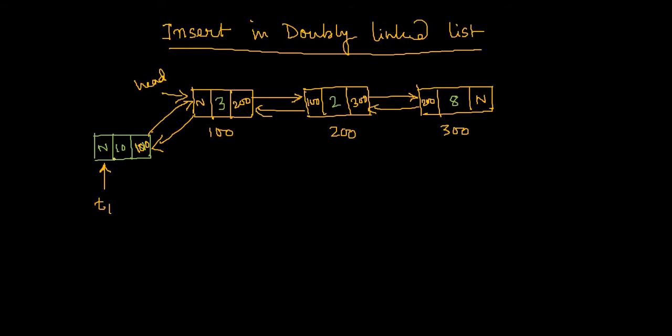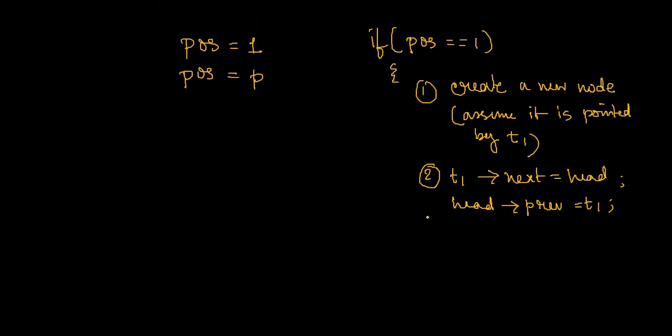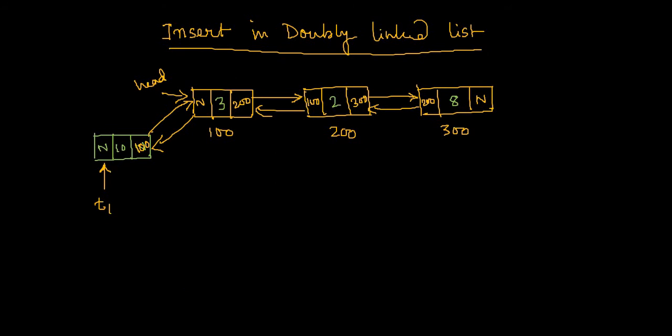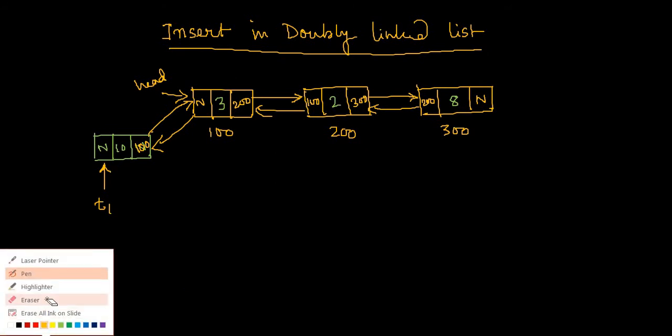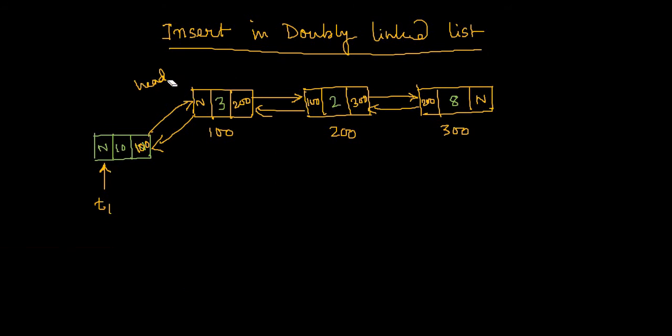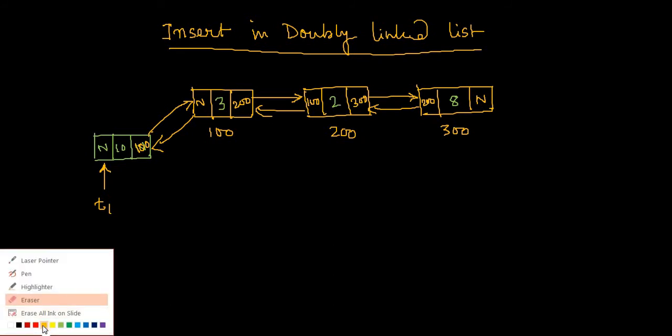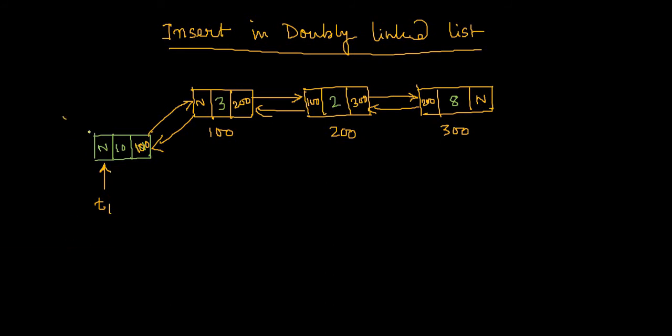Null will not be present over here, but null will be present over here because this is going to be the first node. Now, since this is going to be the first node after inserting, head should not point over here. That means now I should update my head. So I can say that now head will be equal to T1, right? As soon as this statement executes, head will no more point to the first node, rather head will now point to this newly created node.